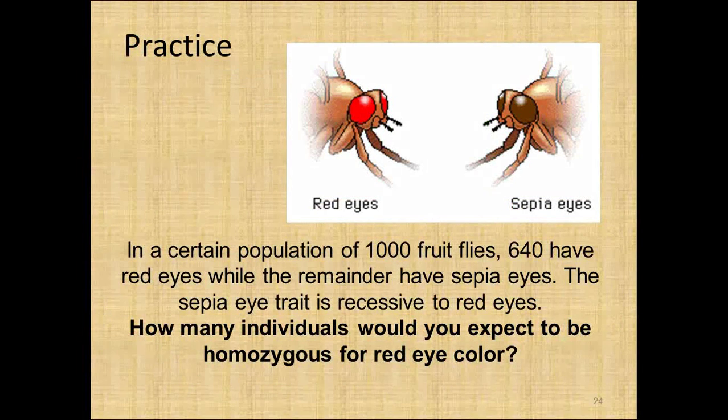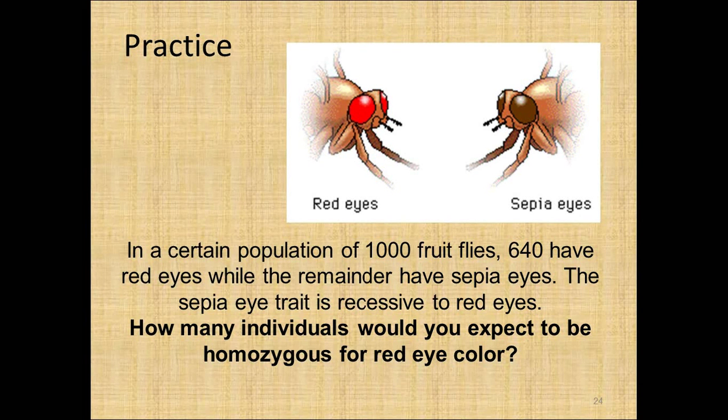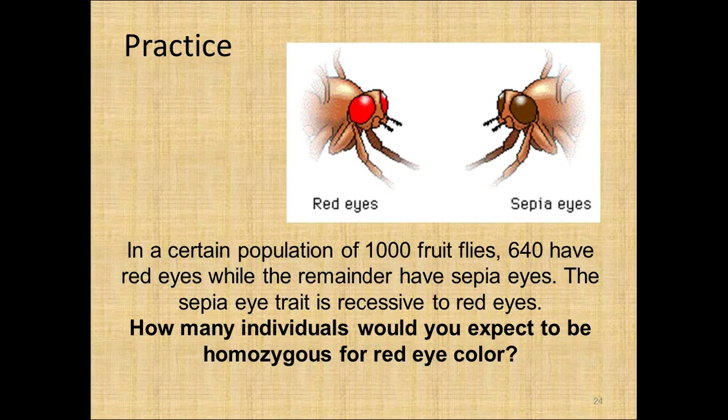So let's try one. We have a population of fruit flies that has 1,000 individuals. 640 of them have red eyes, while the remainder have sepia eyes, which is that kind of brown color. The sepia eye trait is recessive. How many individuals would you expect to be homozygous for red eye color? We're asking about individuals and eye color, so we're looking at a trait, which means we are looking for a square. We know that red eyes are dominant because it says sepia is recessive, so we are looking for p squared.